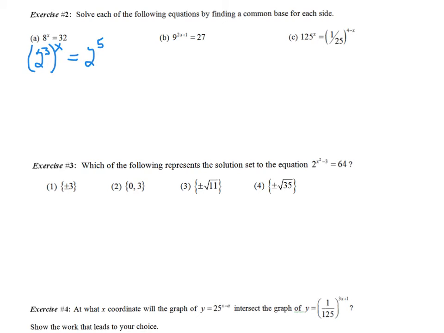So now I'm going to say, multiply those exponents, so 2 to the 3x equals 2 to the fifth. Because they both have bases of 2, I set the exponents equal to each other. So 3x equals 5. If I divide both sides by 3, I get that x is equal to 5/3.